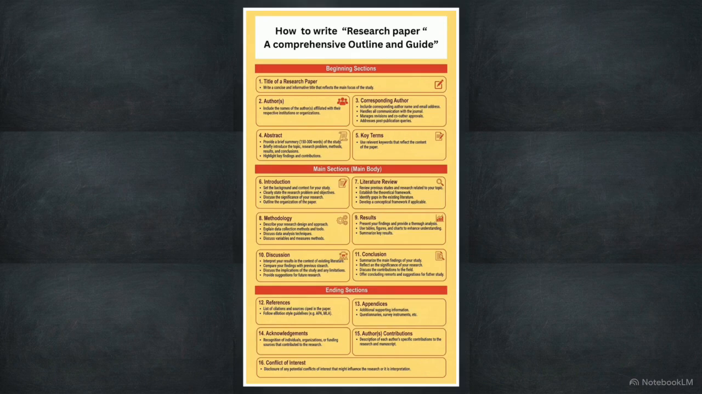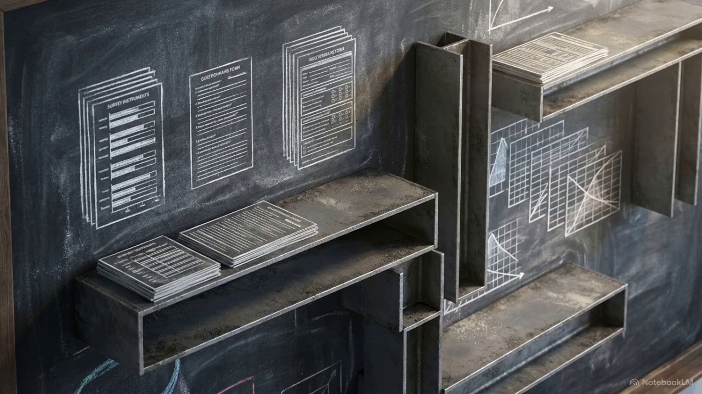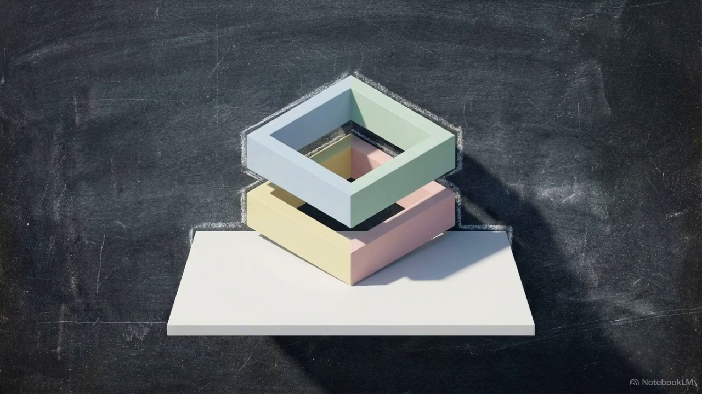Type header 12, References, making sure to follow specific citation guidelines like APA or MLA. These are standardized formats that dictate exactly how to structure your citations to ensure consistency. Then add header 13, Appendices. The Appendices section acts as a storage vault. It holds additional supporting information, like blank questionnaires, survey instruments, or raw datasets that would otherwise clutter the flow of your main body. Next, add header 14, Acknowledgements, and header 15, Author's Contributions.